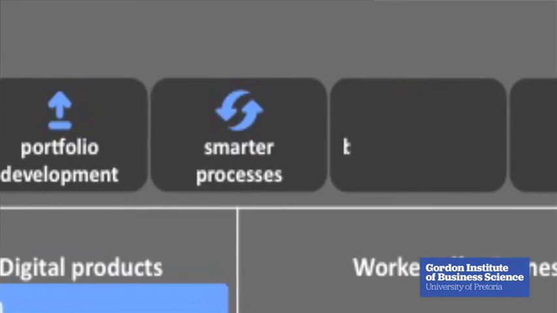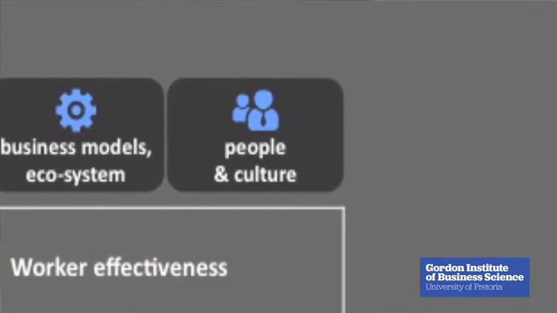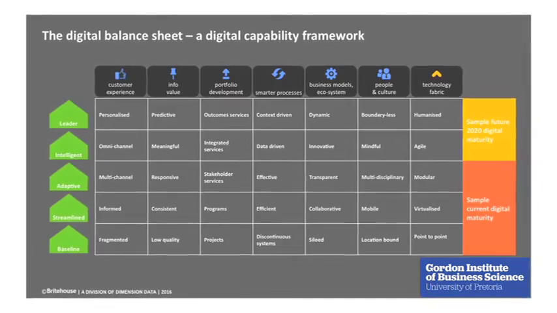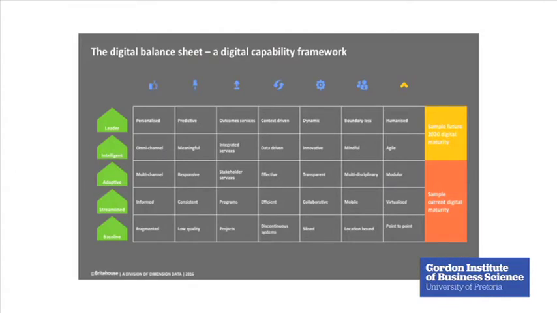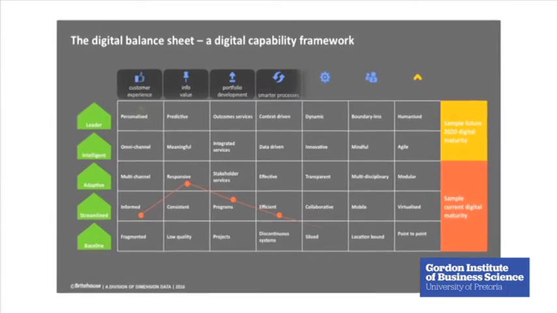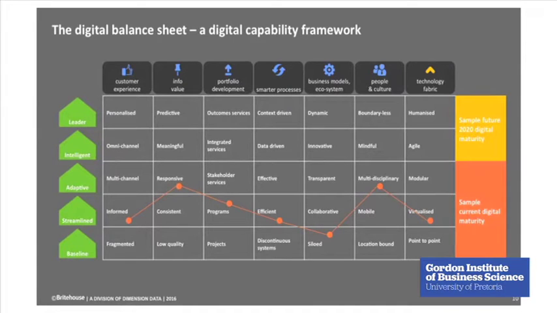And that then speaks to your business models, how quick and open are they, and obviously there's a huge impact on your people and culture. When we talk about the digital balance sheet, the proposal here is that every organization that wants to go on this journey can take each one of these silos, or lenses through which you can look at this digital world, and initially do an assessment of your current state. Look at it from a customer experience point of view, information value, portfolio development, processes, business models, people and culture, and your technology fabric. If you look at the bottom half, this balance sheet says, where are we currently and where would we like to be?